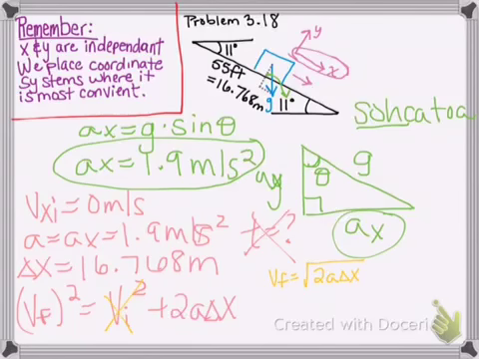All right, so we plug all our numbers in. Our VF is equal to the square root of 2 times 1.9 meters per second squared times our 16.768 meters. And we do finally get a final velocity of 7.9 meters per second at the end of our ramp.